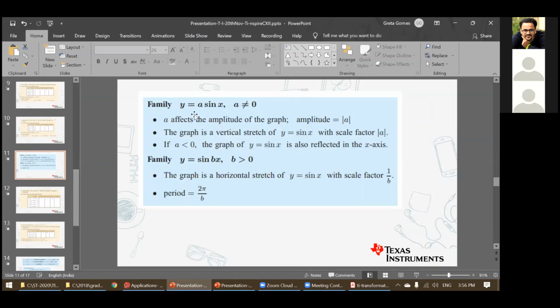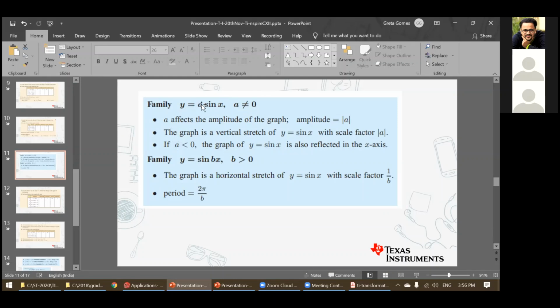So when you see y is equal to a sine x, right? Where a is not zero, because if a is zero, then you don't even have a function. You just have y is equal to zero. And what is y is equal to zero? It is the equation of the x-axis, right? So make sure that you have your constraints in place.